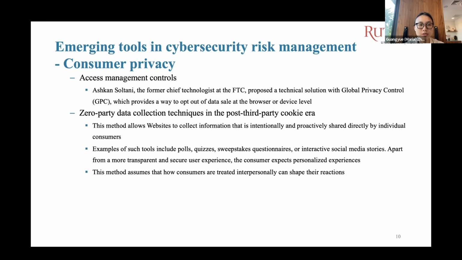And some other tools include the access management controls. Basically, the global opt-out option was a development of such a tool. One example is the protocol that was developed by the former chief technologist at the Federal Trade Commission. And other types of tools include zero-party data collection techniques.